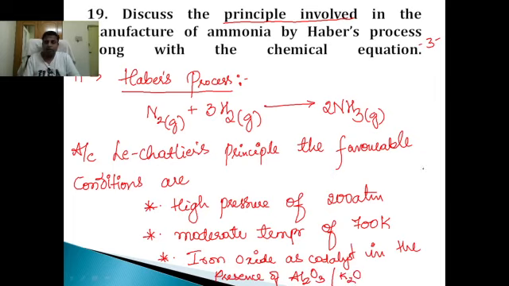If you write all these three things accurately the way I have written, you'll be getting 3 marks. Preparation of ammonia by Haber's process. What is the pressure that is required? 200 atmospheres, a moderate temperature of 700 Kelvin, iron oxide as catalyst in the presence of aluminium oxide or potassium oxide. Very simple.